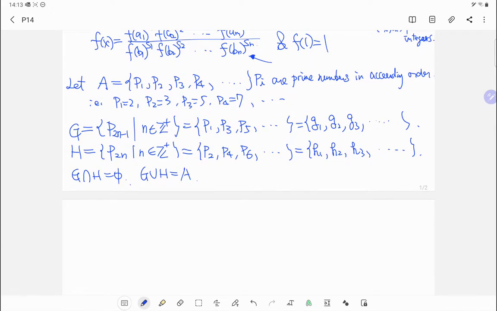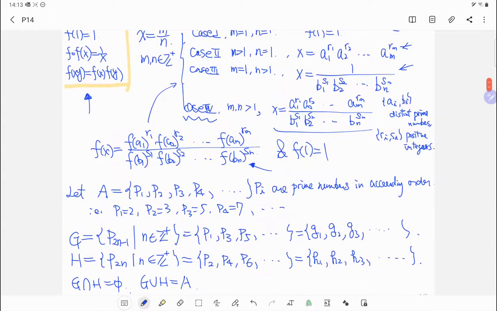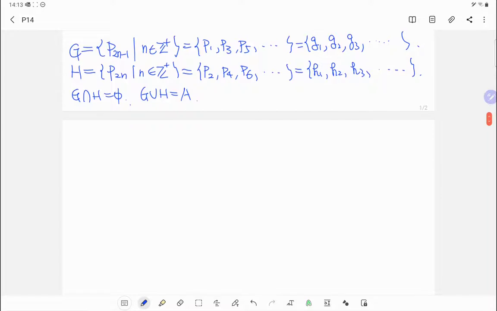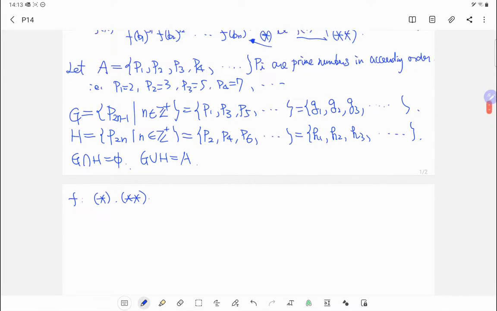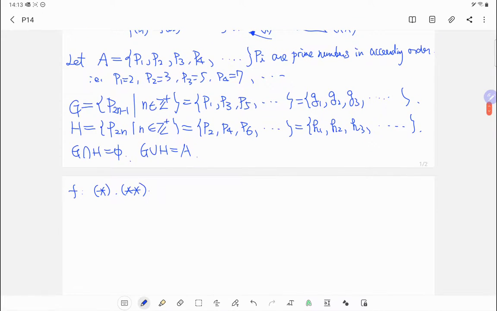So now we can start to define the function. Of course, f needs to satisfy the multiplicative property. So f includes this property. We call it star here, and also f of x equals 1 over x, which is double star, like this. And f of 1 is 1. So f is defined as star and double star. The remaining task is to find the values for the prime numbers.